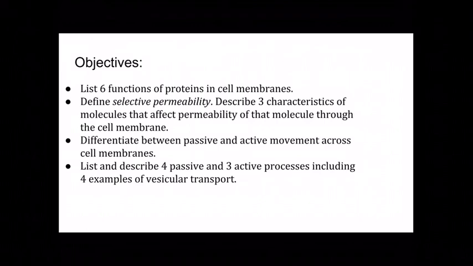And we looked at active processes. And in those active processes, we looked at the primary active transport, the sodium-potassium pump, very important in a lot of cells. And then some secondary active transport, the symport and antiport, that can happen alongside the rushing in of sodium that happens after the primary active transport happens. And then we looked at 4 examples of vesicular transport. So we looked at 3 types of endocytosis: phagocytosis, pinocytosis, and receptor-mediated endocytosis. And we looked at exocytosis, all examples of vesicular transport.